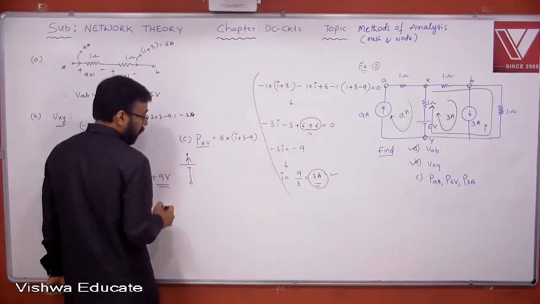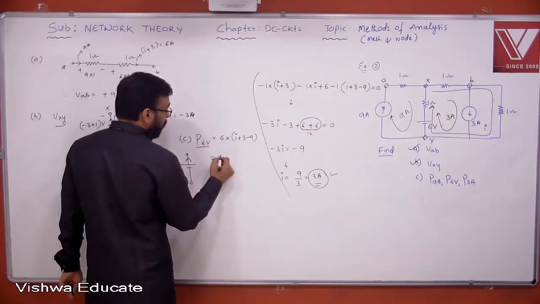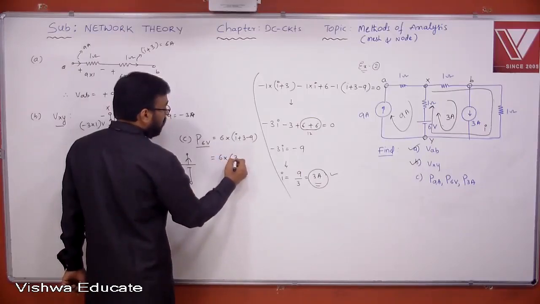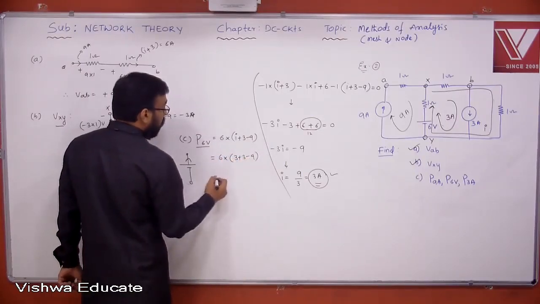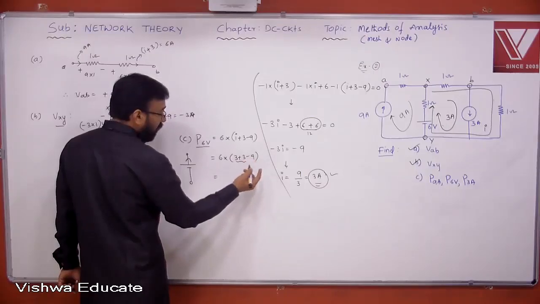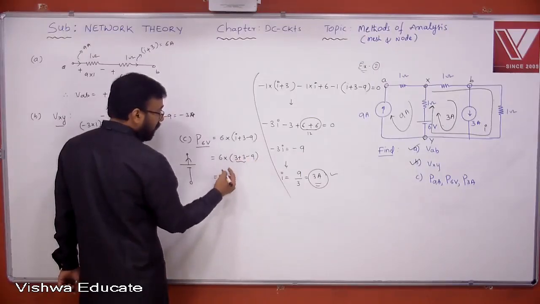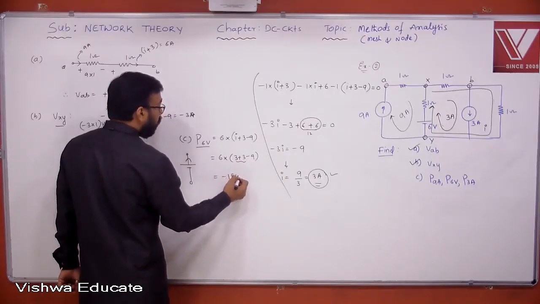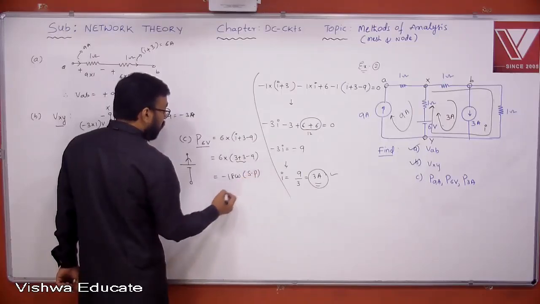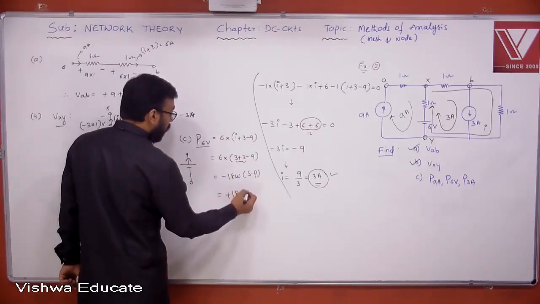That means applied power. Okay? That is 6 into 3 plus 3 minus 9. That means it is already 6. 6 minus 3 minus 3. 6 minus 9 minus 3. Minus 3 into 6, minus 18 watt supplied power. But plus 18 watt absorbed power.